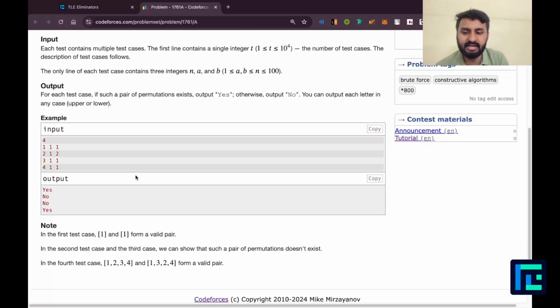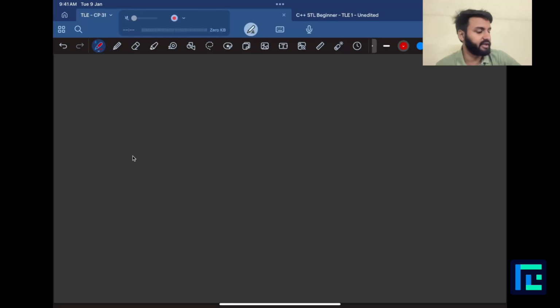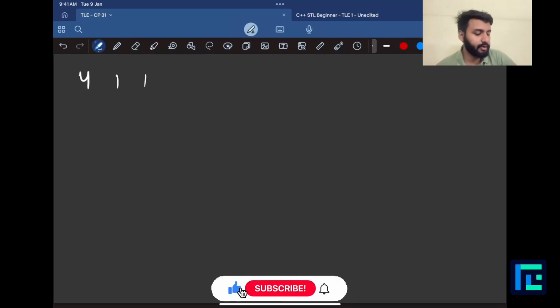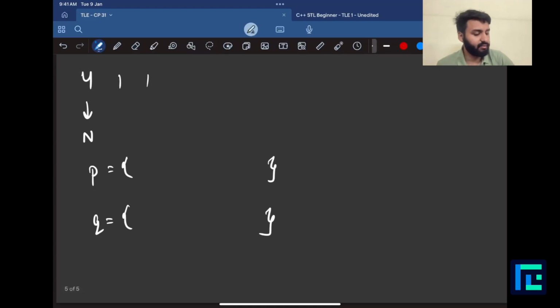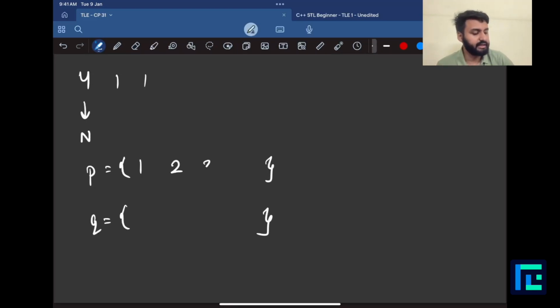Alright. And we'll actually bring up some test case also. So we have a sample case over here, that is 4, 1 and 1. In this case, I want a 4 size permutation. So this is basically n. If I have P over here and Q over here, then I can have the numbers like this: 1, 2, 3 and 4, and then 1, 3, 2 and 4. This is exactly what P and Q should look like.